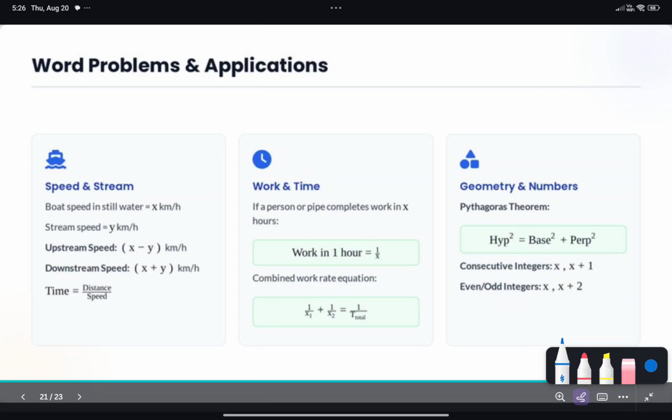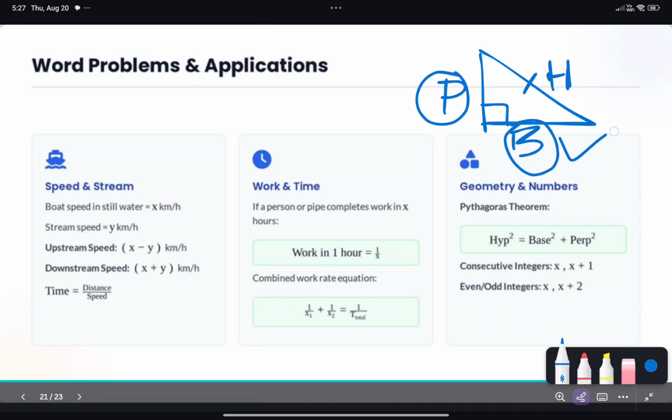Geometry. We know the Pythagoras theorem. Side square plus side square is equal to hypotenuse square, in a right angle triangle. This is the hypotenuse, H. This is the base. This is the perpendicular. We can call it the height, no problem. Perpendicular square plus base square is equal to hypotenuse square. Clear? Clear or not?